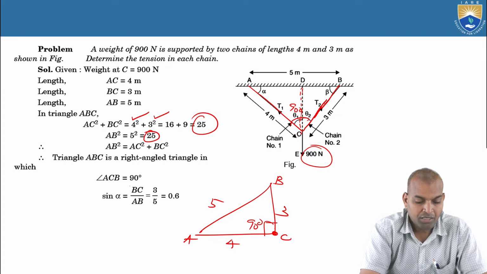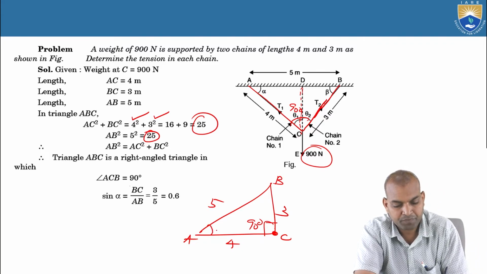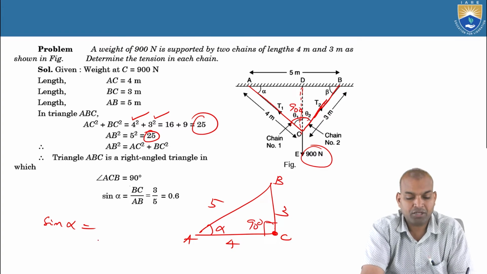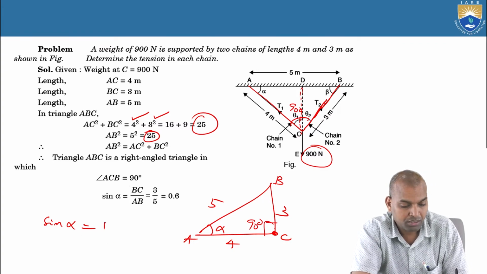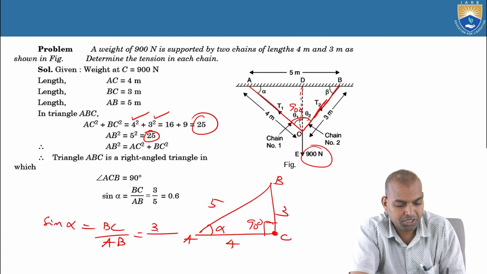Now, what is sine alpha equal to? How to find sine alpha? Sine alpha equals the opposite side by the diagonal, the hypotenuse. The opposite is BC, and the diagonal side is AB. BC here is 3 meters and AB here is 5. So it is 3 by 5.